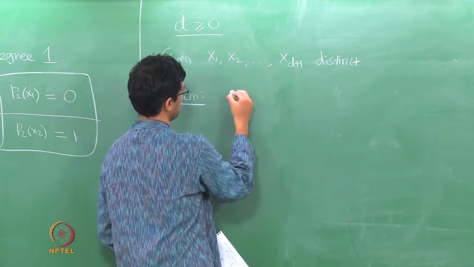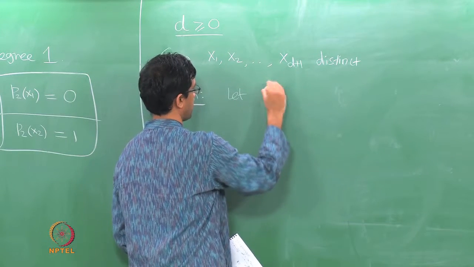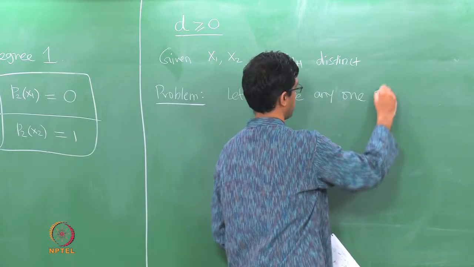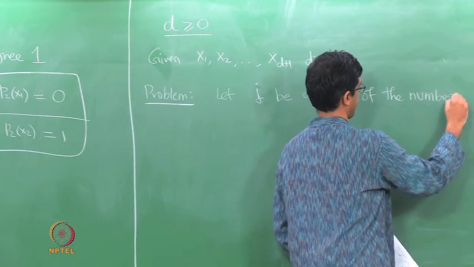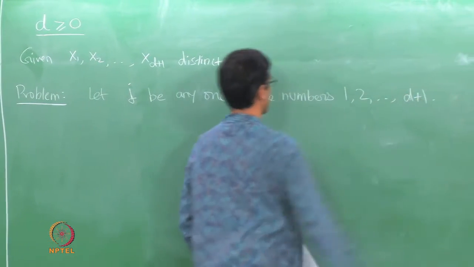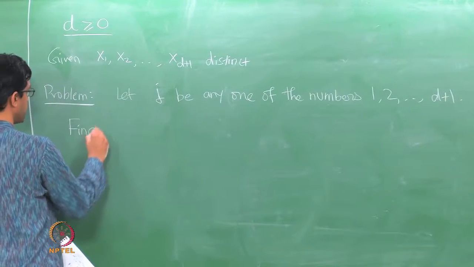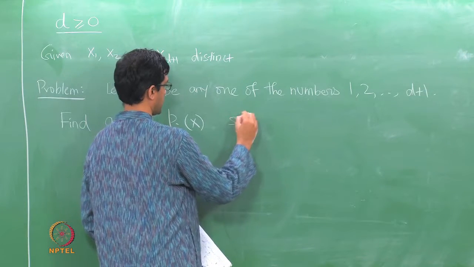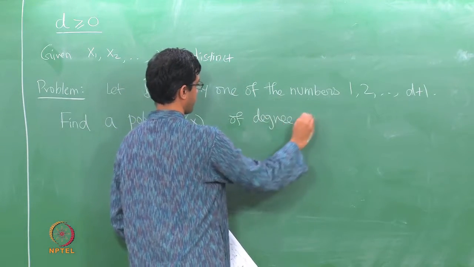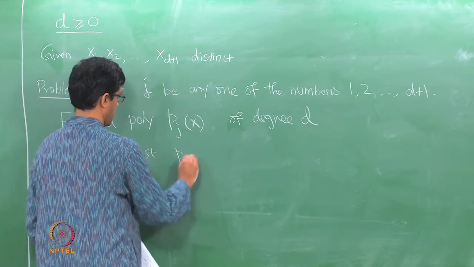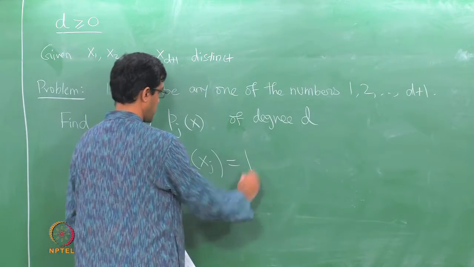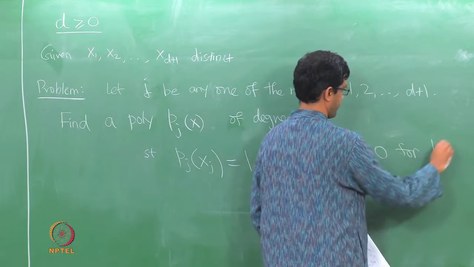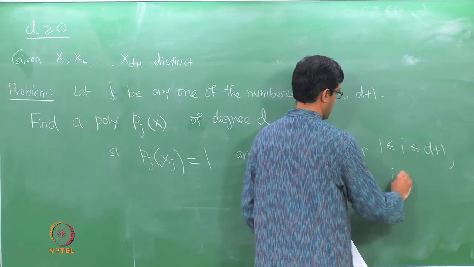You take any one of these, let j be any one of these numbers, fix any one of them, and let us find a polynomial called Pj of degree d such that Pj is 1 on xj and 0 on all the other x's, that is, on xi for all i between 1 and d plus 1 except for j.